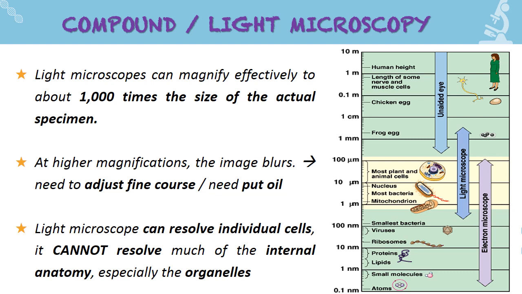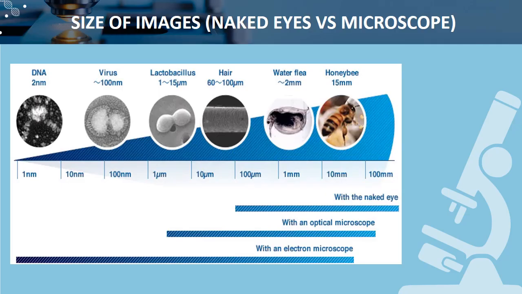Okay, so the light microscope can resolve individual cells, but it cannot resolve much of the internal anatomy, especially the organelles.